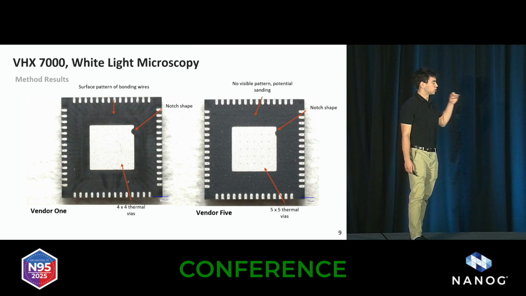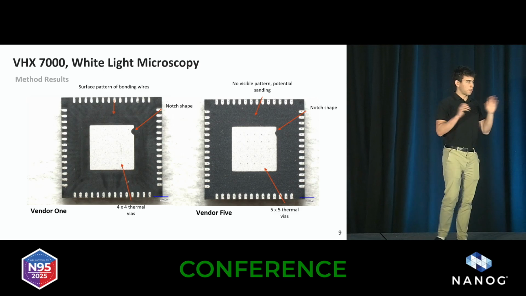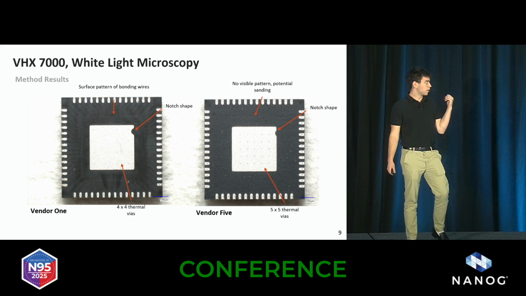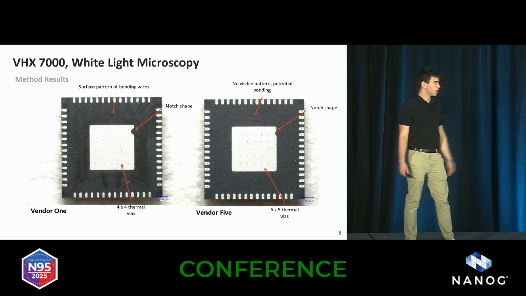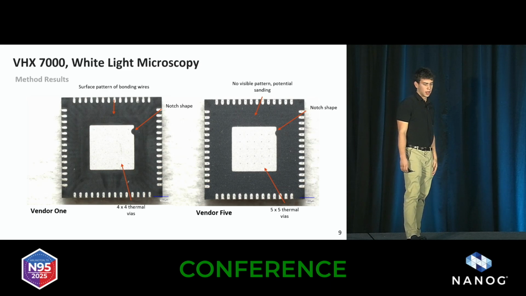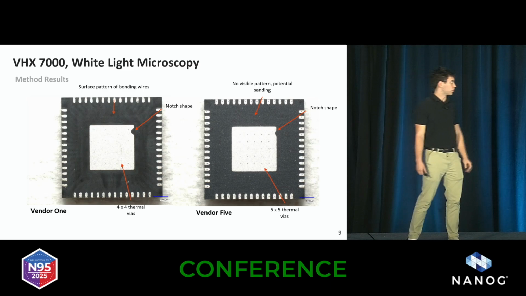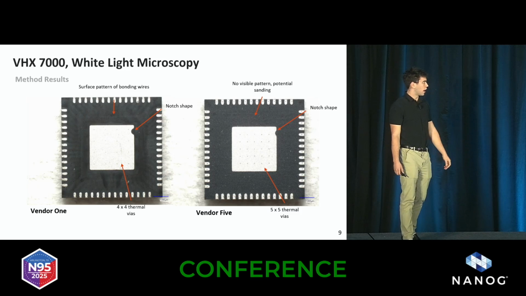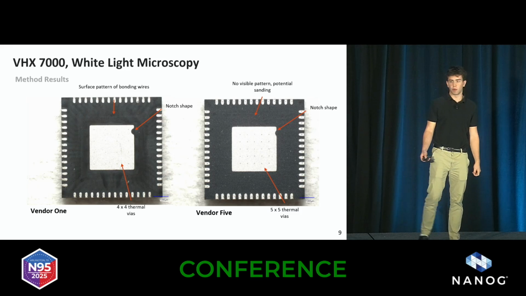What's interesting about this is that just off of a baseline visual characterization, there's a clear difference. On vendor 1, which is our known good, authentic sample from DigiKey, you can see the surface pattern of bonding wires on the back surface. The notch shape is clearly circular, and the thermal vias are in a 4x4 arrangement.